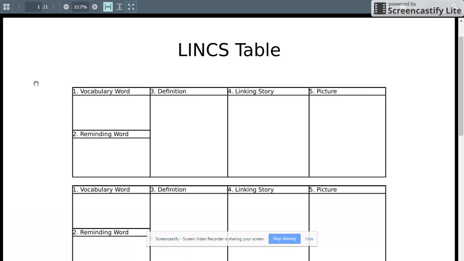So if you have any questions about links table as you go, feel free to ask, but that's a general description, and hopefully that'll help you out when you're completing yours. Good luck.